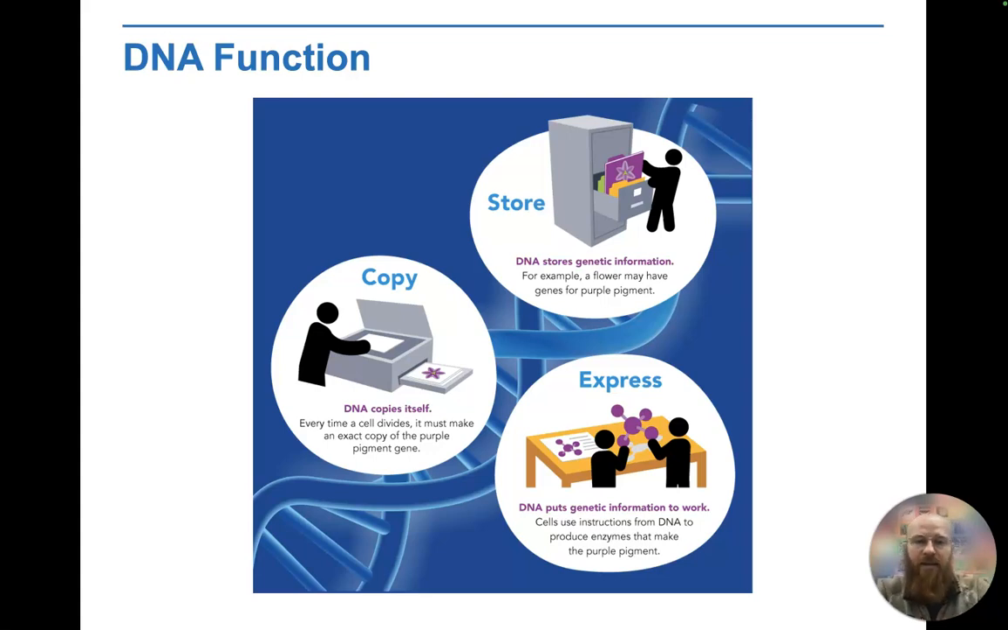And then finally, there's this ability for DNA to express itself, right? This is another way of saying that, okay, we have all this info, let's put it to work, right? So we're going to use the instructions for DNA to produce proteins and to produce those functional units that will ultimately keep our bodies running smoothly. Okay, so again, storing info, copying info, and then expressing that info is key to the role of DNA.